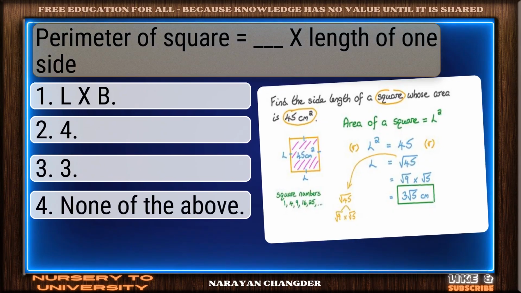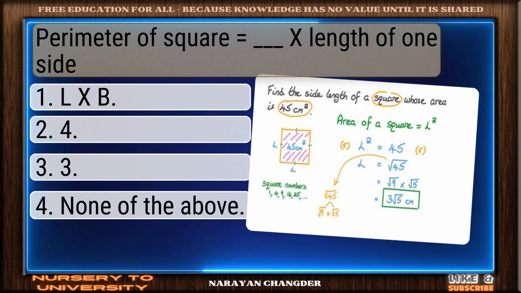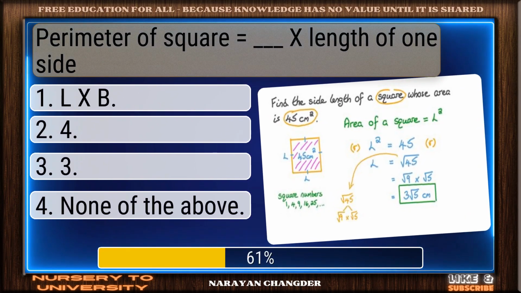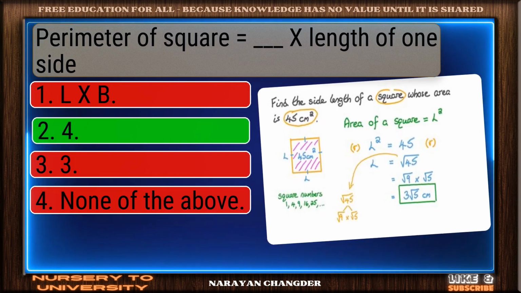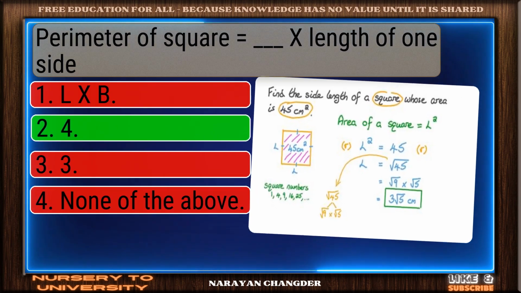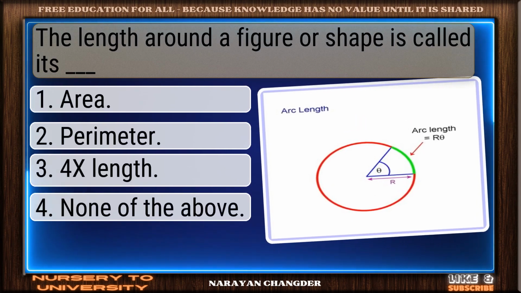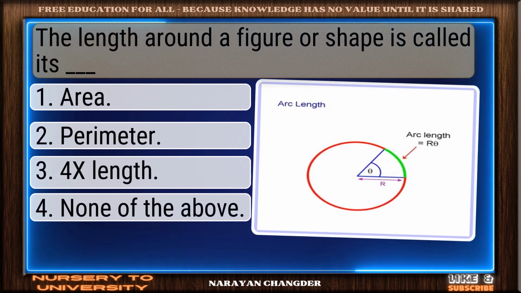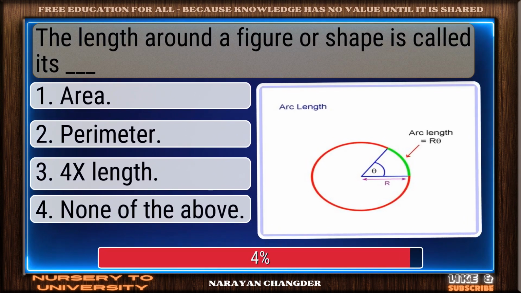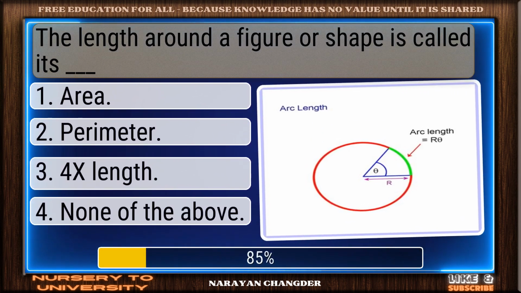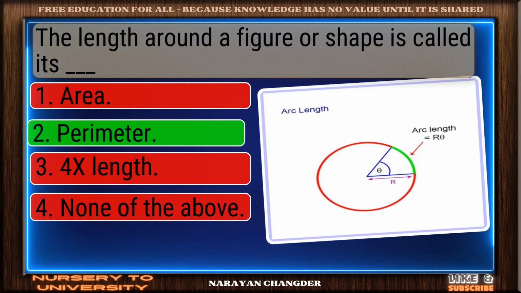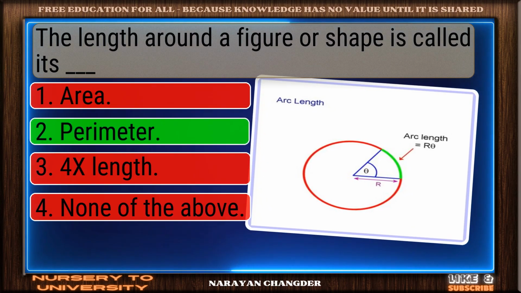Perimeter of square equal to dash x length of one side. Great thinking. 4 is the right choice. The length around a figure or shape is called its dash. Sharp thinking. Perimeter is the right choice.